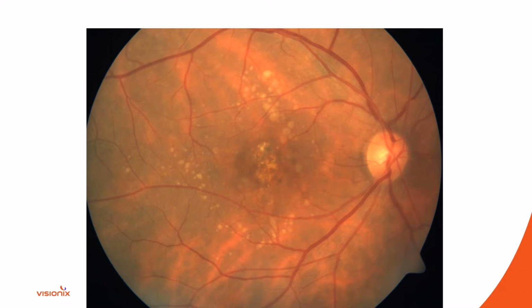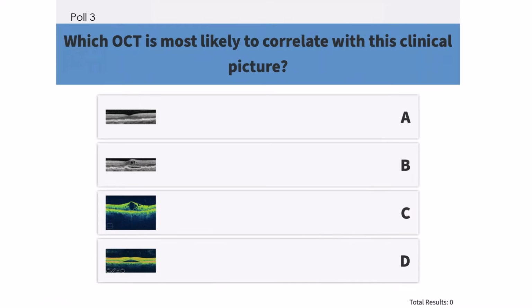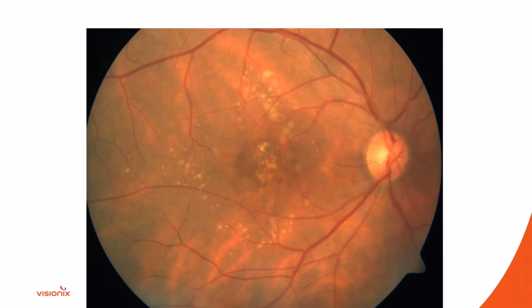Again, we could look at this with the naked eye back in the 70s and the 80s and the 90s and the 2000s, but OCT has just given us a beautiful way to pick up, is there fluid forming either subretinally or intraretinally? This looks to be dry. So my next question for you is, and take a look at these 4 photos, which OCT is most likely going to correlate with this fundus photo?